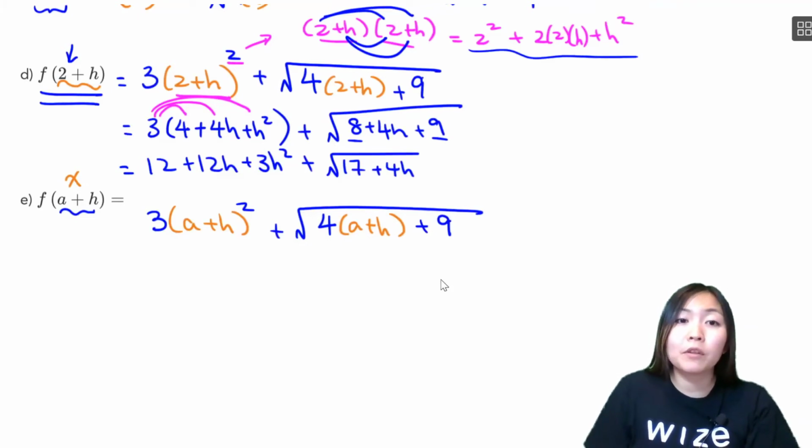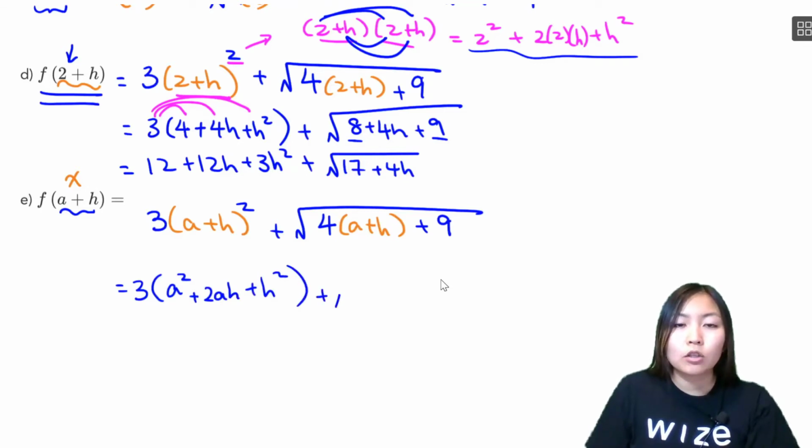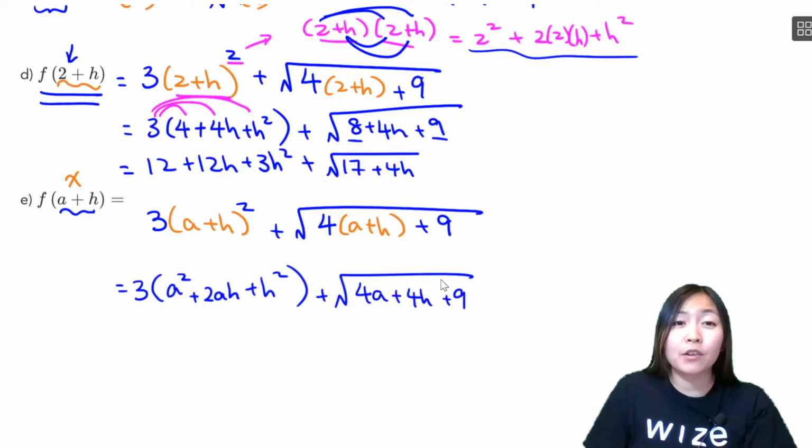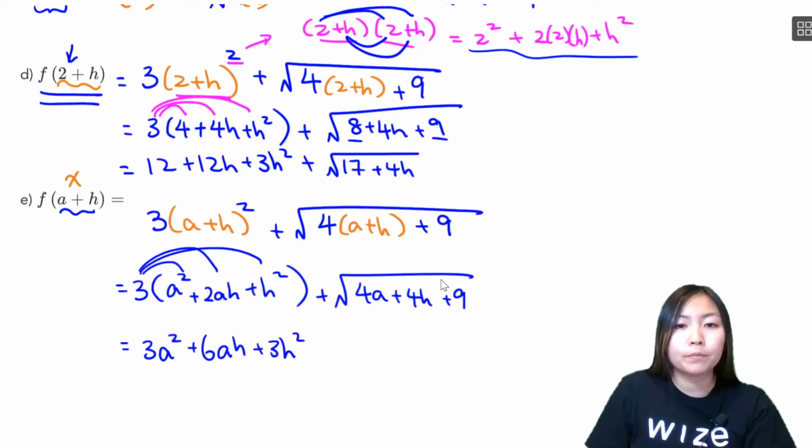And now, of course, we want to simplify as much as we can. So let's expand this bracket, a plus h squared. Again, I'm going to use my shortcut. It says square each of the terms, then add 2 times each term multiplied together. Okay? Plus the square root of 4a plus 4h plus 9. So you're just expanding everything, meaning multiplying everything through the brackets. And then 3a squared, because you're multiplying this 3 and the a squared. 3 times 2ah, well, 3 times 2 is 6, so that's 6ah. And then 3 times h squared is 3h squared.